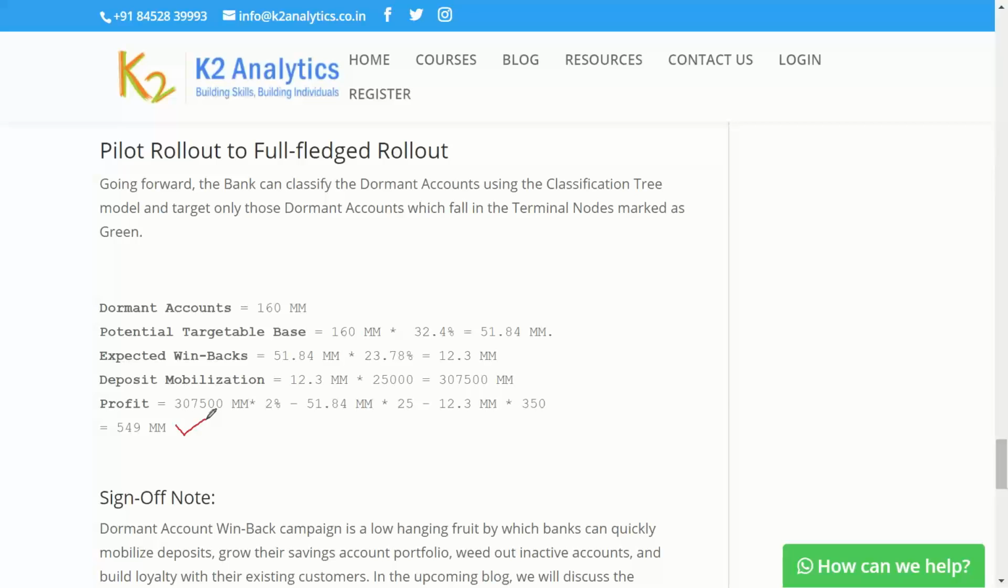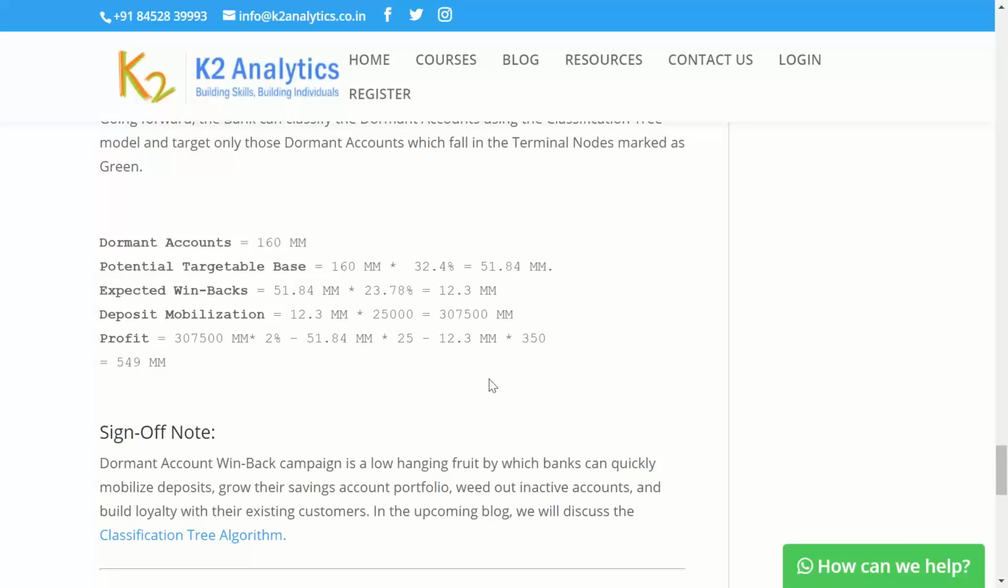The second important point is, getting a new customer in the system is always more expensive as against retaining an existing customer. From all of these standpoints, deposit mobilization and win back campaigns are an important part of bank campaign strategy. A dormant account win back campaign is a very low hanging fruit by which banks can quickly mobilize deposits, grow their savings account portfolio, and it will also help them weed out inactive accounts.